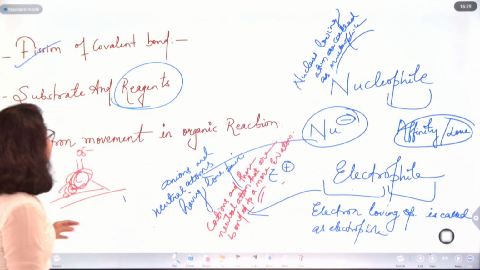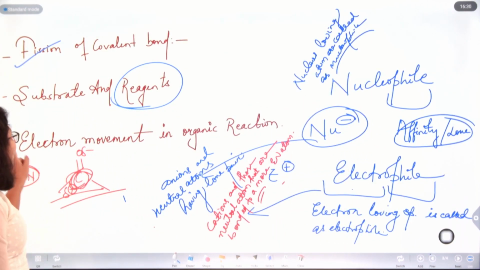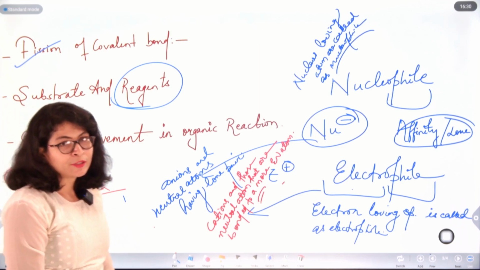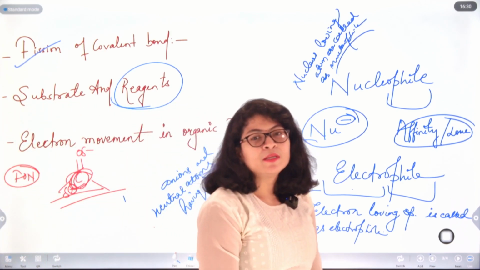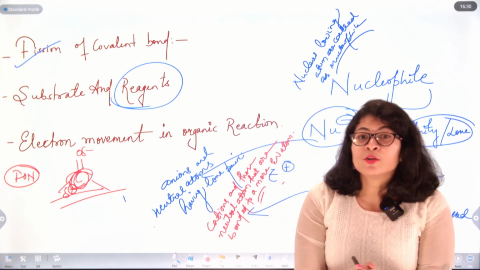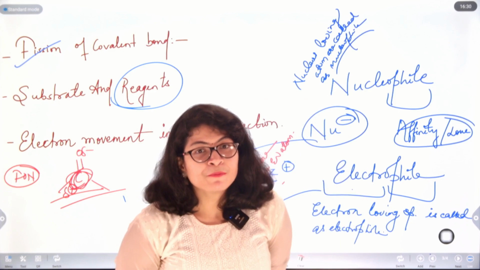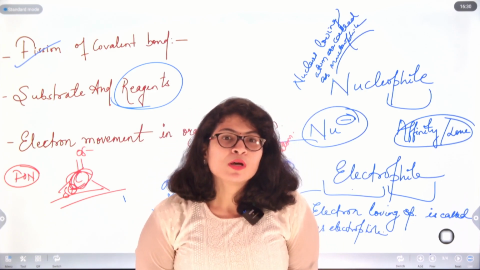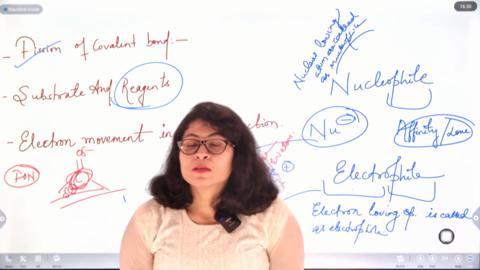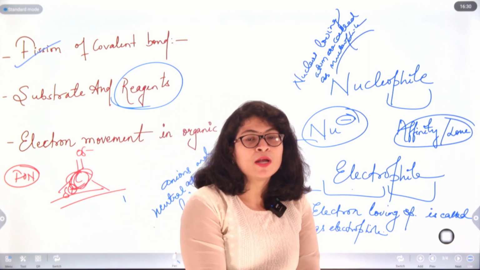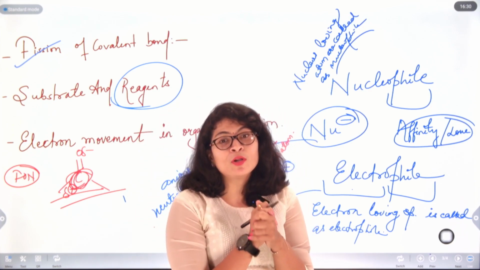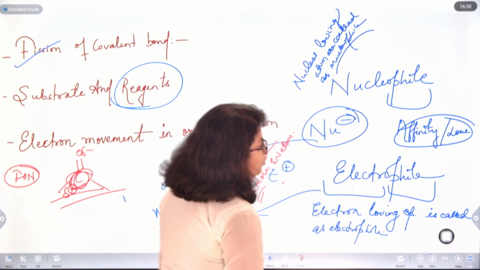Okay, so now let us see. We had seen substrate and reagent. Next is electron movement in organic reactions. Now, we have seen homolytic bond breaking, heterolytic bond breaking. So what was happening basically? Electron was shifting from one atom to another. So how will we symbolically denote them, right? So let us see.